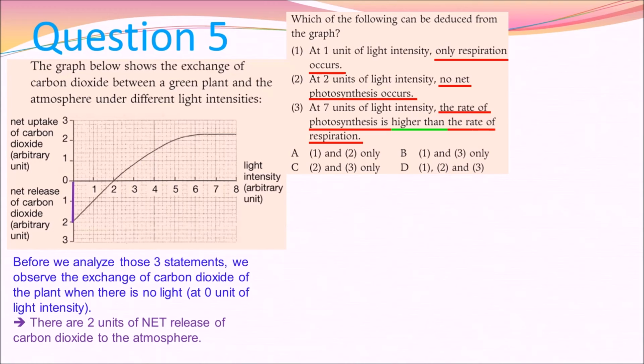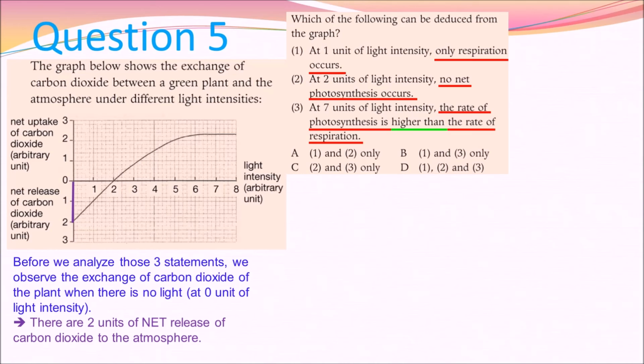So we need to know the exchange of carbon dioxide of the plant when there is no light, 0 units of light intensity. At this moment we can find that there are 2 units of net release of carbon dioxide to the atmosphere. Simply, you understand that without light, the plant cannot perform photosynthesis, but only respiration. So you can see that the plant will produce 2 units of carbon dioxide when it is undergoing respiration.